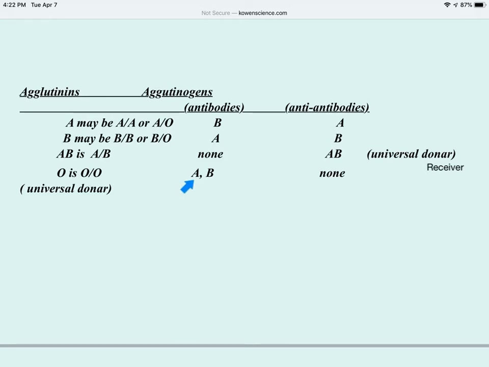O blood has antibodies for both A and B, so it reacts against both, meaning O blood can only receive O blood, and that's why O blood is the most common blood type. You do need to know this chart, so I would copy this down.